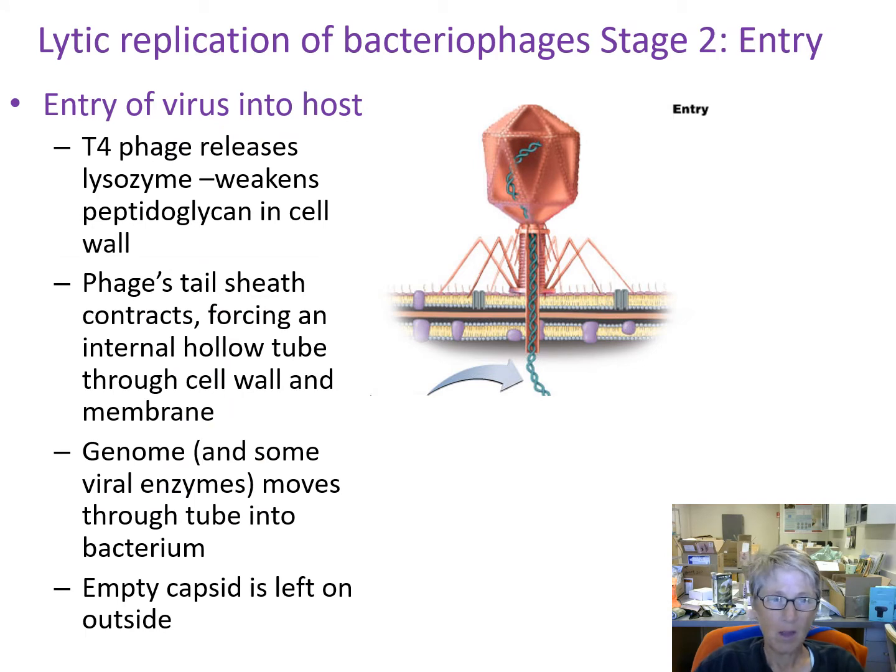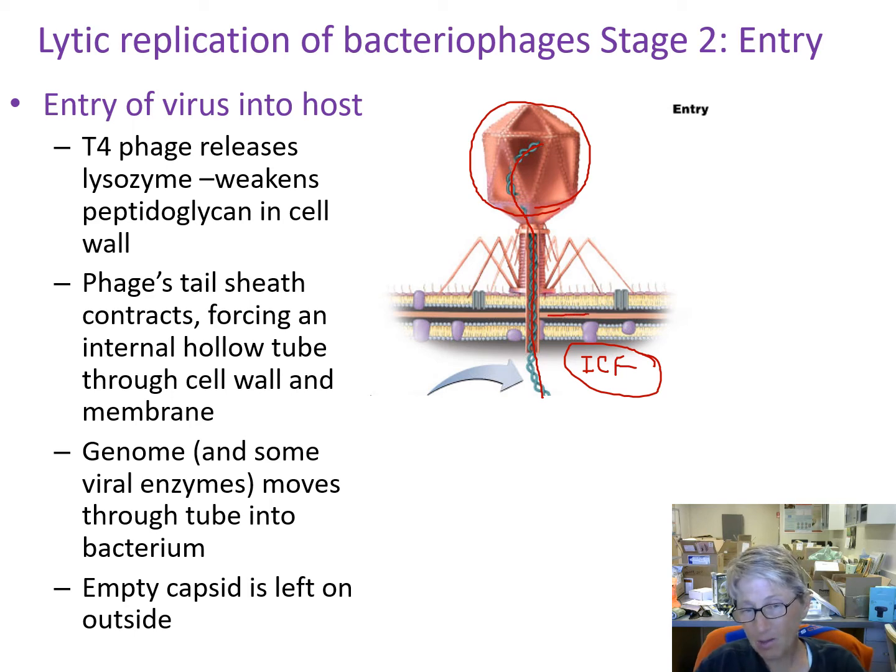Okay, stage 2, the entry of the virus into the host. So you can see here's the capsid of the bacteriophage. Here's the nucleic acid entering. So this would be the cytoplasm, or the intracellular fluid of the bacteria. This is a specific phage called T4 phage. It releases lysozyme, and that degrades the peptidoglycan in this layer of the cell wall. So there's an enzyme that will degrade that part of the cell wall.